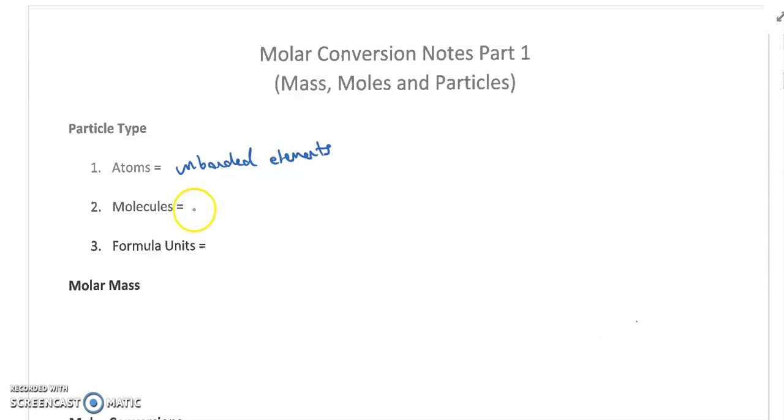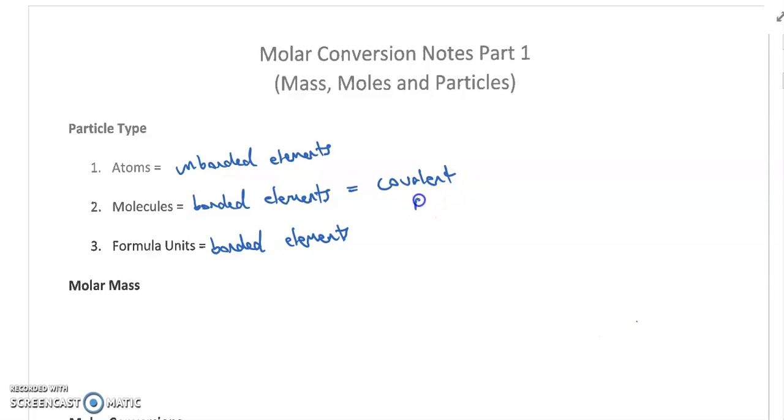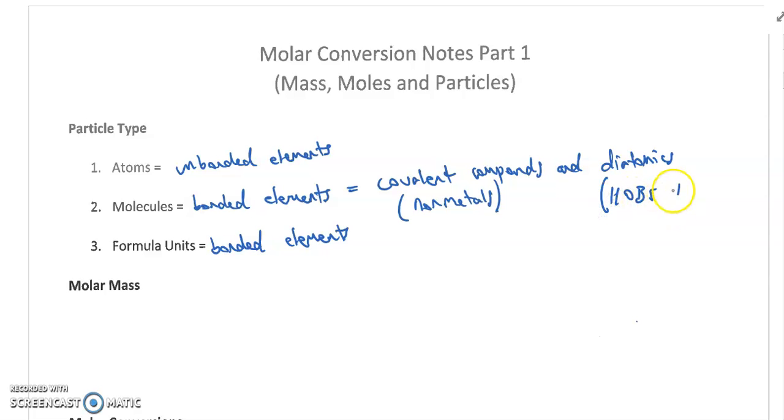If we talk about molecules, these are going to be bonded elements. It's going to be the same for both molecules and formula units. It just depends on which types of elements are actually in those bonds. If we're talking about molecules, these are covalent compounds. So these are going to be molecules that only exist of nonmetals. That includes the diatomics. So I could have covalent compounds and the diatomics. And remember your 7 diatomic elements: hydrogen, oxygen, bromine, fluorine, iodine, nitrogen, and chlorine.